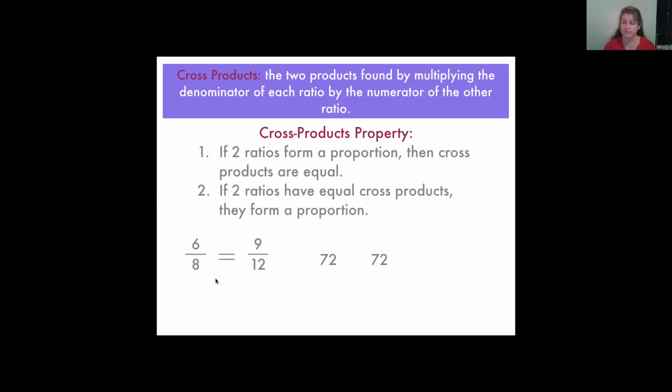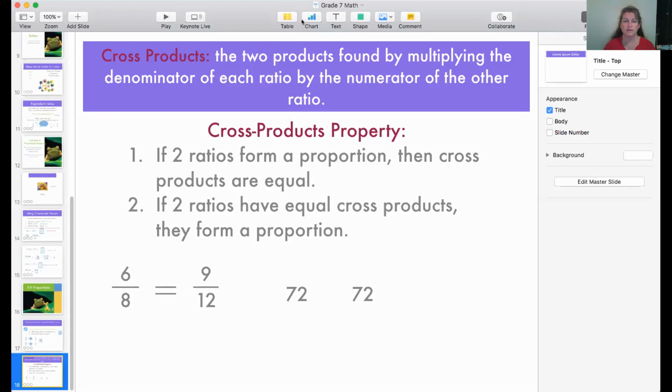All right, your assignment today is pretty simple also. All you need to do is the quick check 1 and 2 on pages 238 and 239. We already did quick check number 1, but you can do it again if you didn't write it down. On page 239, quick check 2 says to determine whether the ratios form a proportion.